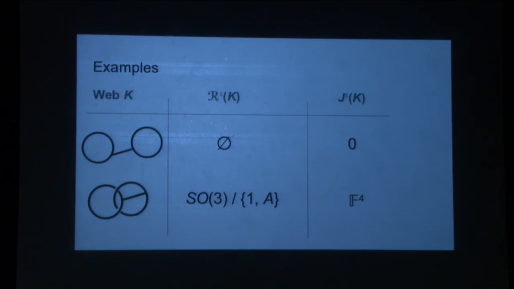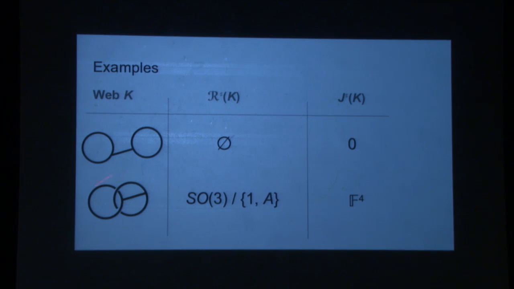If there's an embedded bridge, this representation variety is always empty. There's a meridional loop corresponding to this edge, which we require to map to an element of order 2, but that meridional loop is null homotopic, so there can't be any such representation. The representation variety is empty in this case. J sharp is 0.